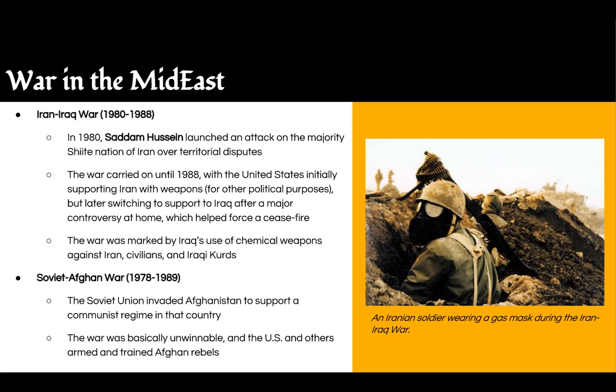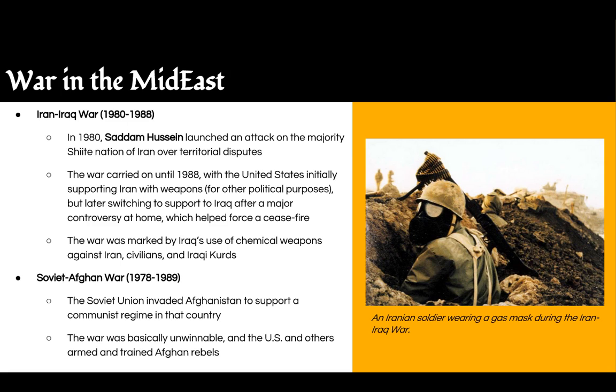The U.S. originally supported Iran with weapons, and the Soviet Union had kind of supported Iraq with weapons for some time. And so, in some sense, this was kind of a proxy war. But in the United States, the support of Iran with weapons became extremely controversial at home when it came out that the U.S. was doing this.